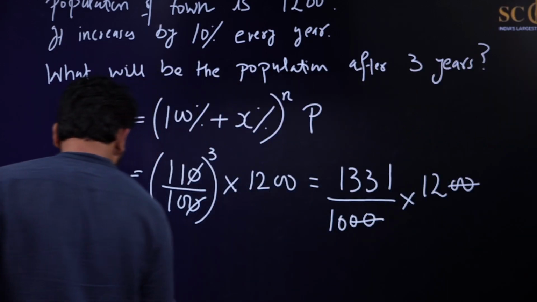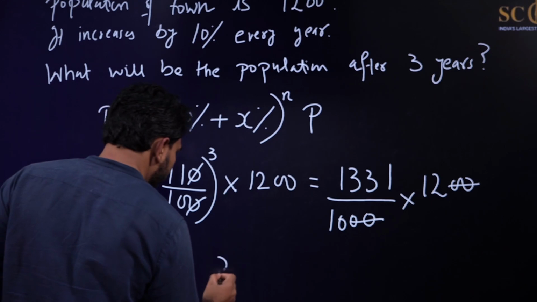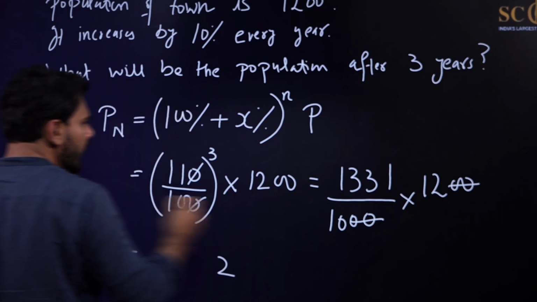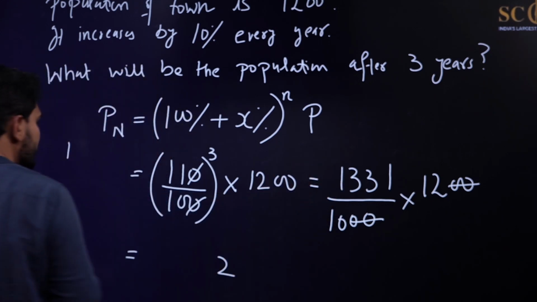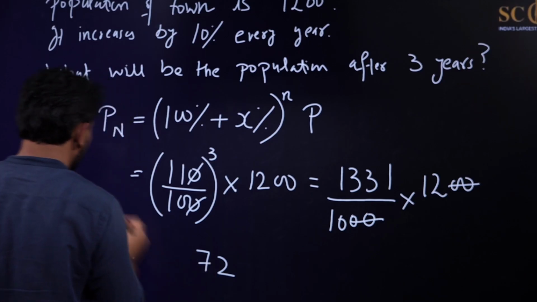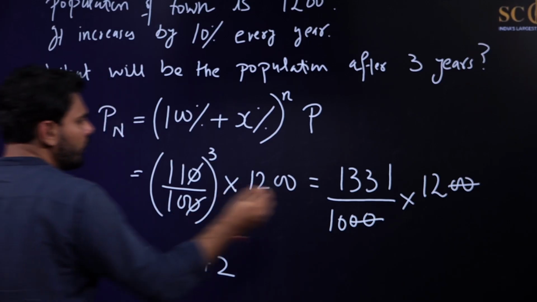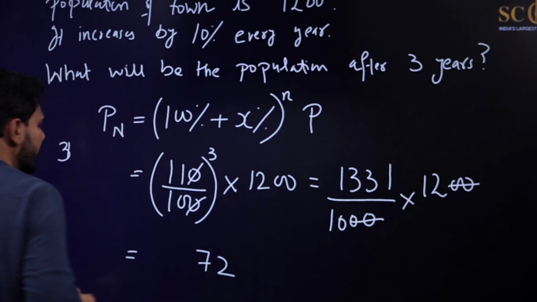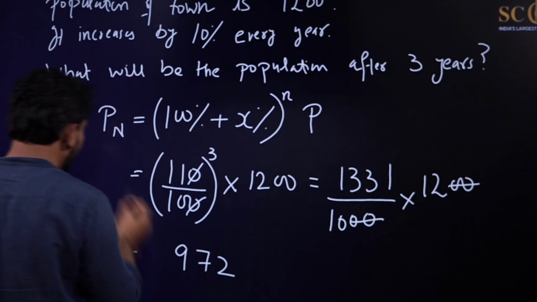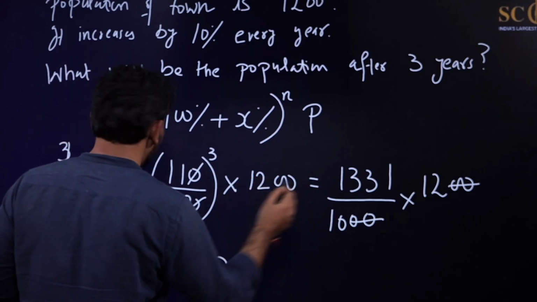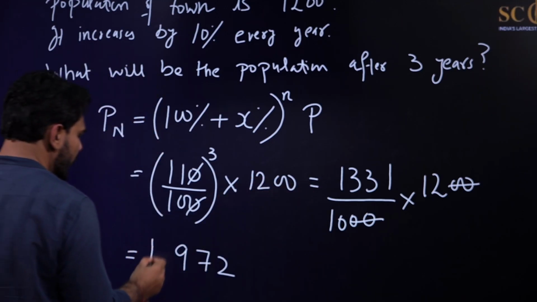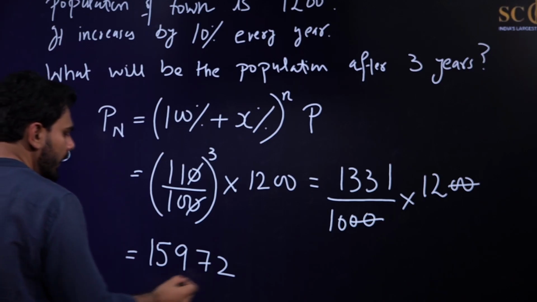I will just do it for you. You can do it yourself also. 12 ones are 12, I will write 2 and take 1 carry. 12 3s are 36 plus 1, 37. 7 and 3 carry. 12 3s are 36, 36 plus 3, 39. 9 I will write, 3 I will carry. 12 ones are 12, 12 plus 3, that is 15. So the answer is 1597.2.